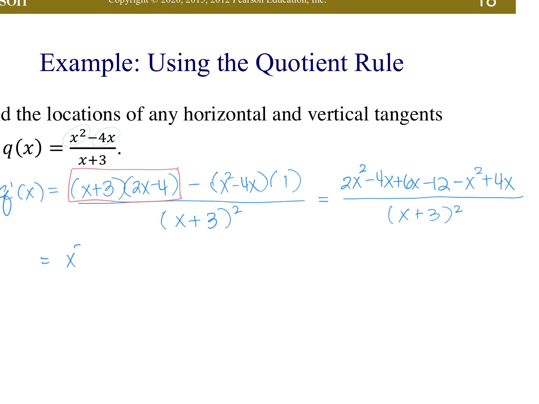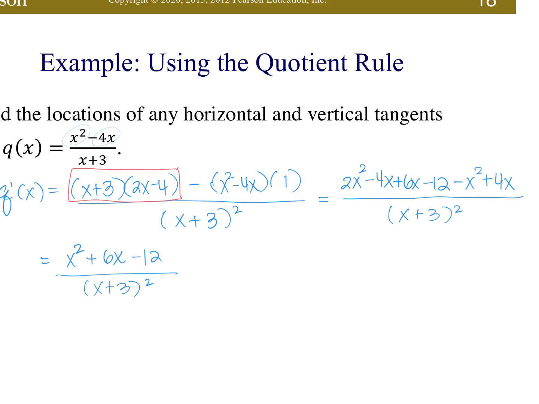I have x squared plus 2x plus 6x minus 12 all over x plus 3 quantity squared. So I think I did that. Okay. So that's the derivative.